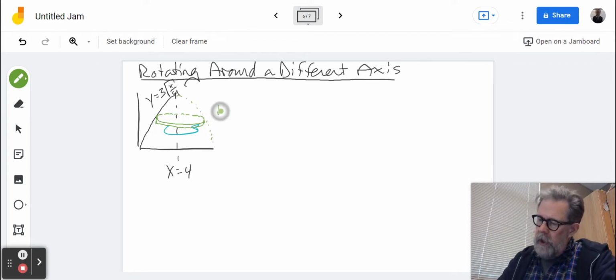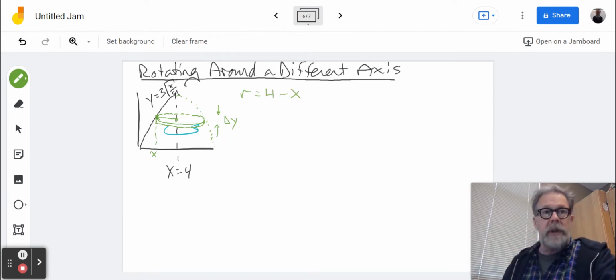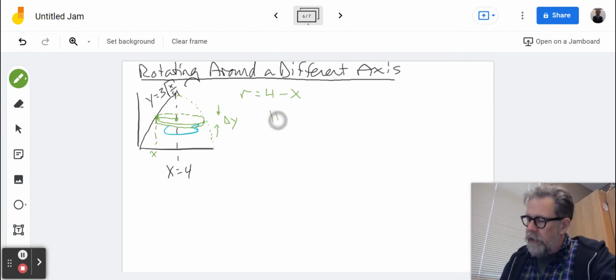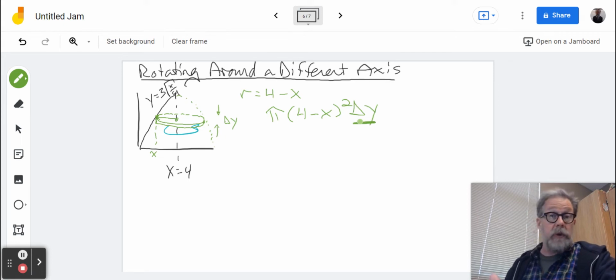There it is. Notice that it has a height of delta y and, since this is some point x, a radius of 4 minus x. So what's the volume of our disk? Well, the volume of our disk is pi times (4 minus x) all squared delta y. The delta y tells us we're going to integrate with respect to y. We're going to be stacking these up and down instead of side to side.